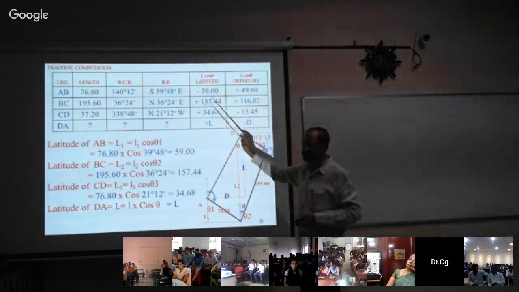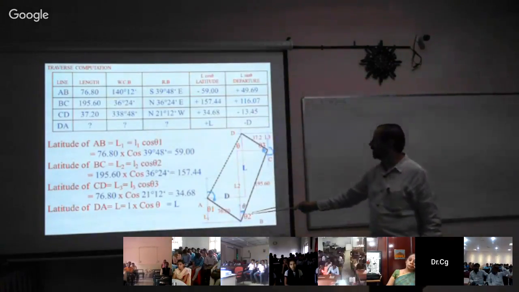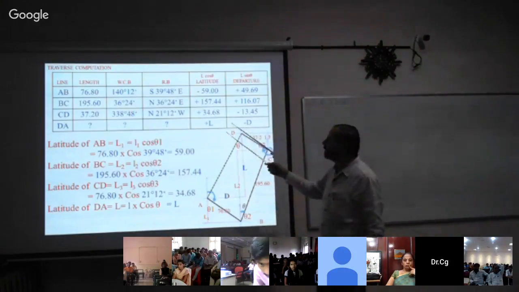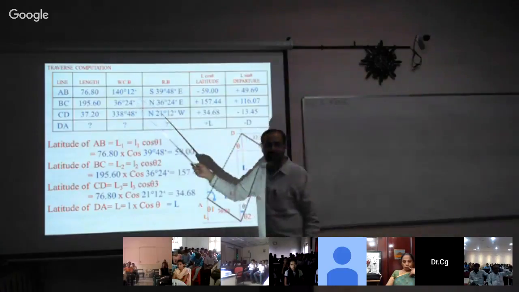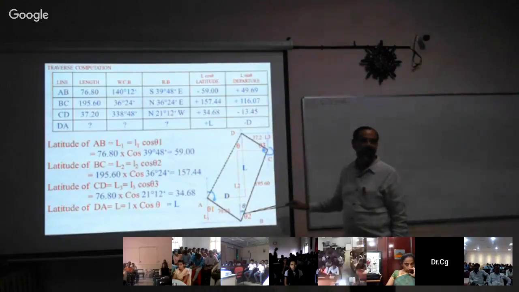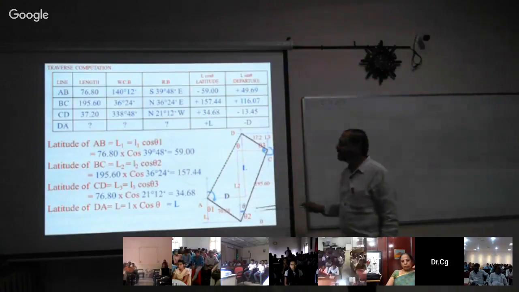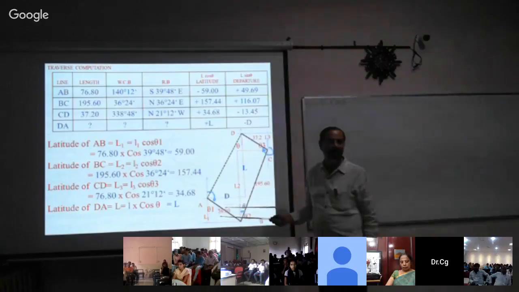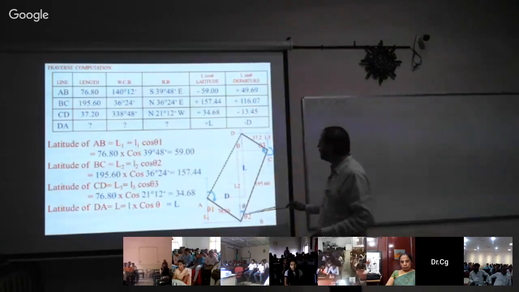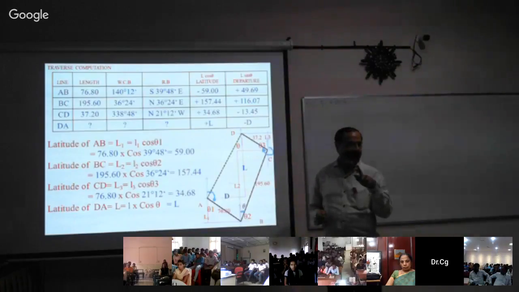Now calculate these results. The second line BC is 195.6 meter, and the bearing is given as 36 degree 24 minutes. Is it necessary to calculate the quadrant system bearing? No, because line BC is in the first quadrant, therefore the whole circle bearing and the quadrant circle bearing are both the same.